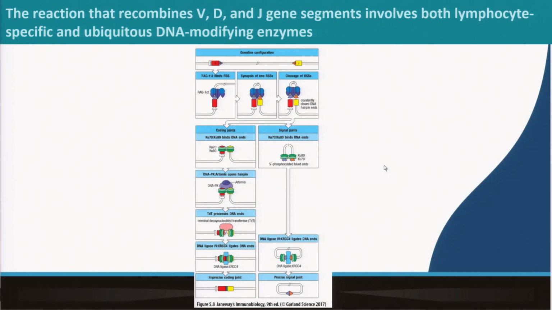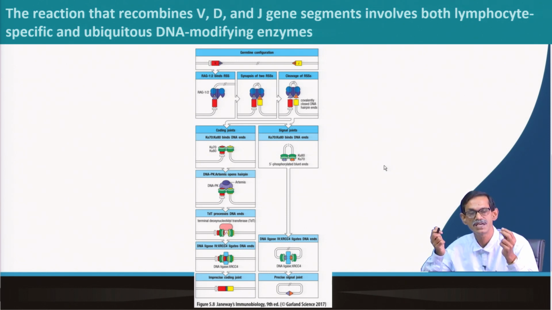Do not be scared by seeing so many colors and proteins. What it shows is basically the reaction that recombines the different VDJ gene segments. It involves some very specific, lymphocyte-specific proteins which are not expressed in any other cells. Not only that, they are also not expressed all the time in the lymphocyte. As I told in the previous class, as soon as the recombination is done, many proteins are switched off forever so that no further recombination happens.